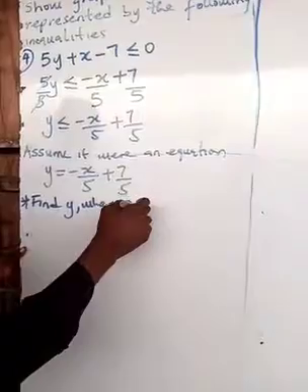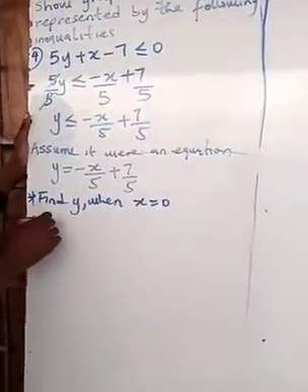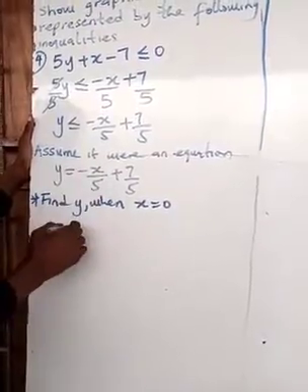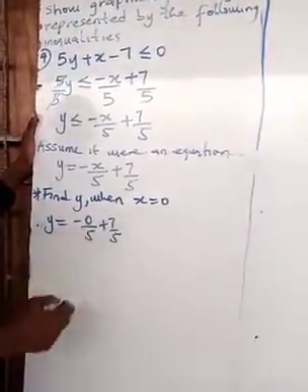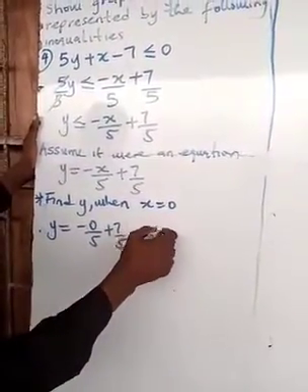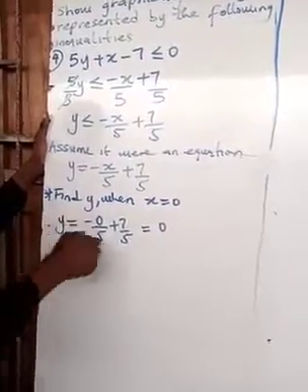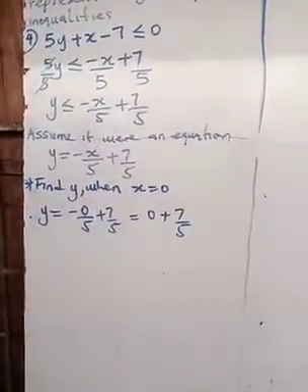when x equals to 0. So we are looking for y when x is 0. So that means anywhere we see x, we put 0. So this is minus 0 over 5 plus 7 over 5. So this is minus 0 is 0, minus 0 over 5 plus 7 over 5.